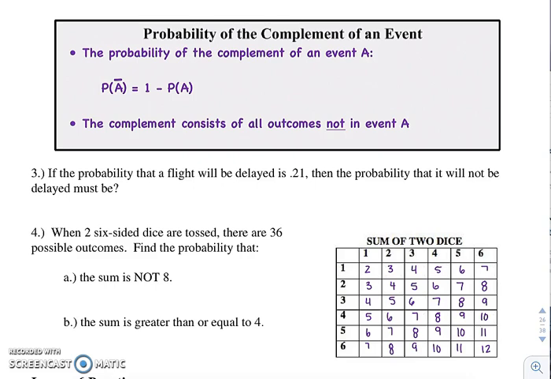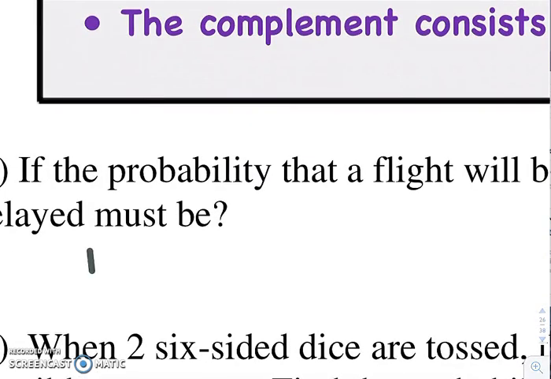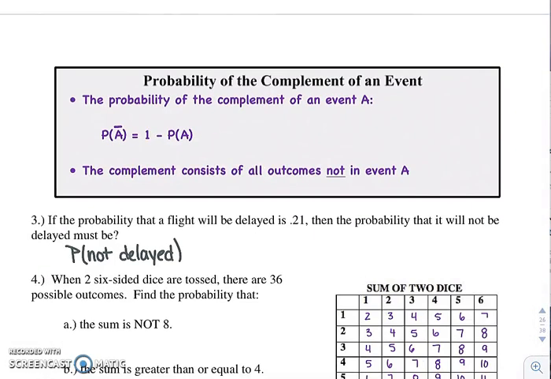Like for number 3, it says that the probability that a flight will be delayed is 0.21. What is the probability that it's not going to be delayed? So the probability that it's not delayed, if we know the probability of what it will be, all we'd say is 1 minus 0.21. So the probability of it not being delayed is 0.79 or 79%.